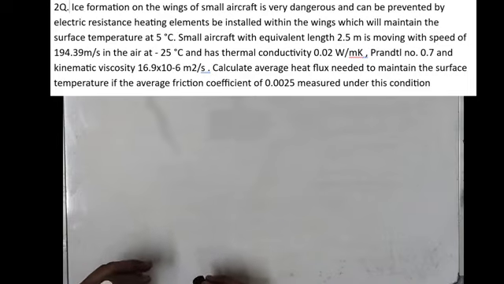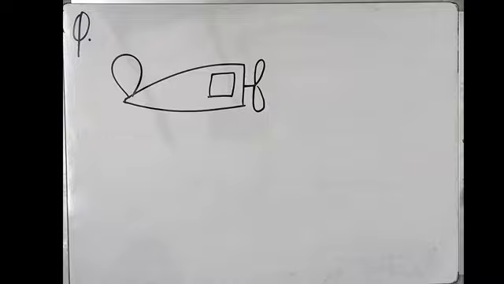The air temperature is given as minus 25 degrees Celsius and has a thermal conductivity of 0.02 watt per meter Kelvin. The Prandtl number is given as 0.7 and the kinematic viscosity is given as 16.9 into 10 to the power minus 6 meters square per second. We have to calculate the average heat flux needed to maintain the surface temperature if the average friction coefficient is given as 0.0025. Now, let's understand the situation of the problem.